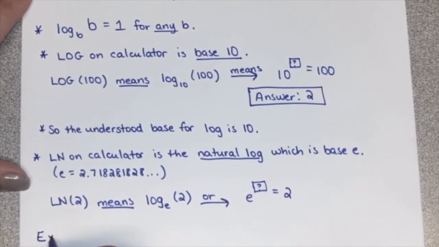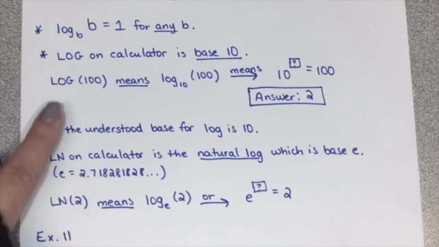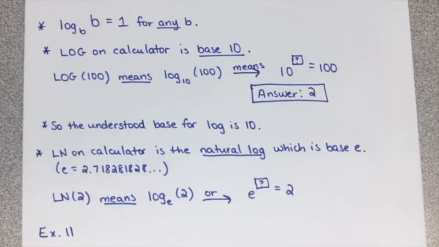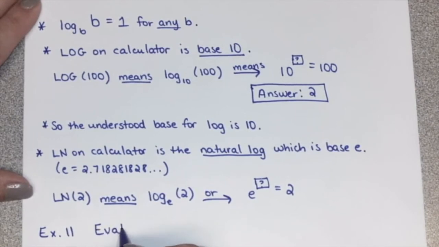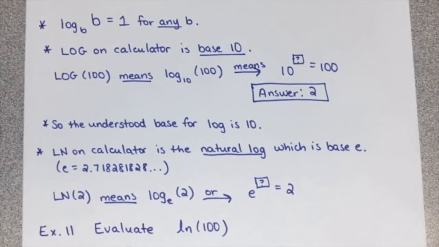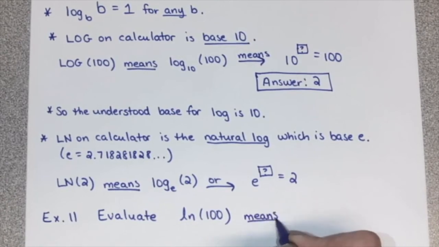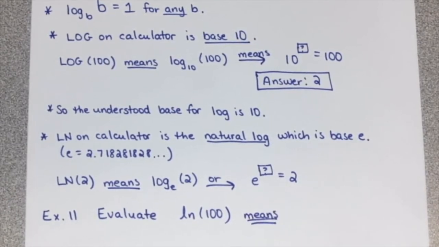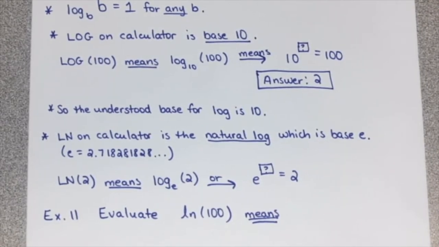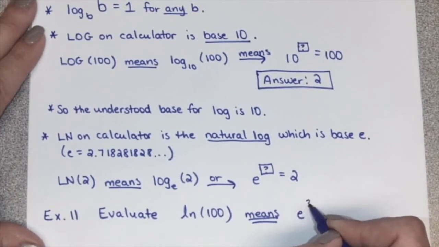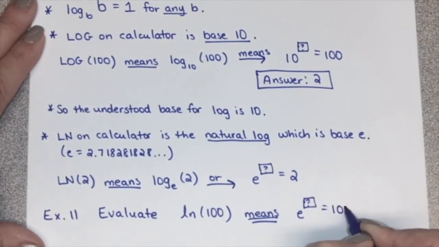All right, so in the last one, notice log of 100 meant 10 to what power gives you 100. So what if I ask you to evaluate natural log of 100? Like I said, I use a cursive italics L for ln because it looks too much like a 1 if you don't. Okay, so let's talk about what this means. If it was log, also called the common log, it would be base 10. But what's the understood base always for ln? e. So it's e to the what equals 100.